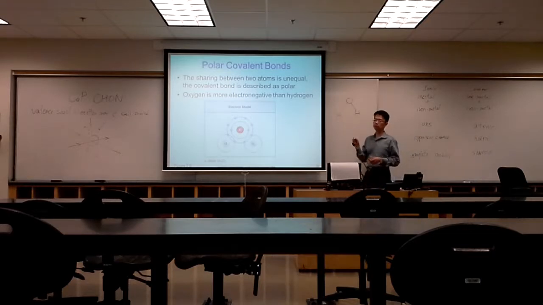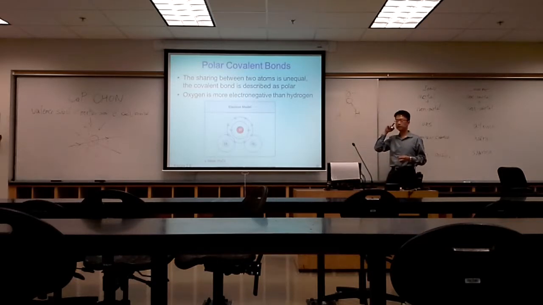How do we represent slightly or partially negative? We use the Greek letter delta. Greek letter delta here means slightly or partially, and then negative. Because the electron is unequally shared, because the hydrogen is smaller and weaker, you let go of the electron and let oxygen take it. So hydrogen atoms, they will become slightly positive.